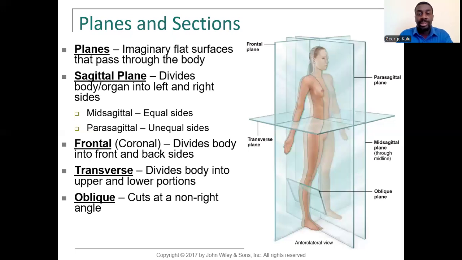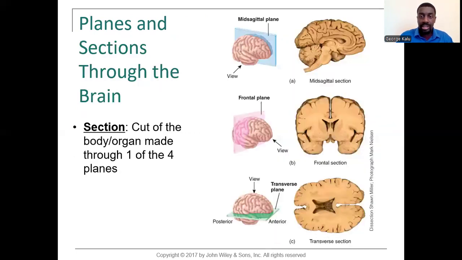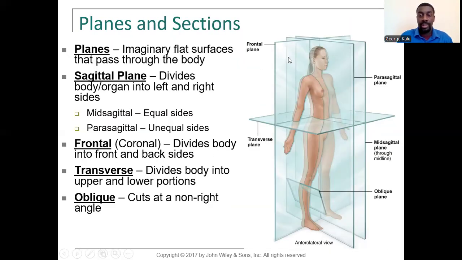All right, so now shifting gears here, we're going to be looking at different planes through the body. The planes are going to be imaginary surfaces that are going to be passing through the body in different ways, and we'll see why this is going to be important in a second. So we have four different planes. The first plane is called a sagittal plane.